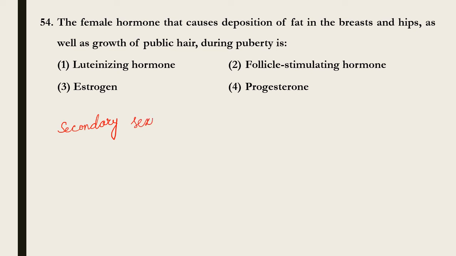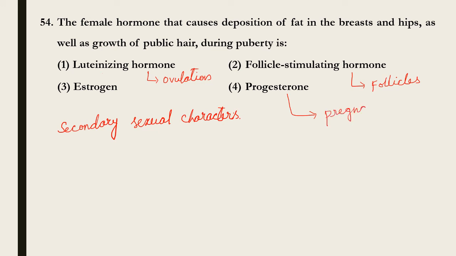These are all secondary sexual characters. Luteinizing hormone, we know, is helpful for ovulation, the release of the ovum. Follicle stimulating hormone is helpful for follicle development. Progesterone is active at the time of pregnancy, the pregnancy hormone. So the remaining one, estrogen, is responsible for the development of secondary sexual characters. So the correct answer is option 3.